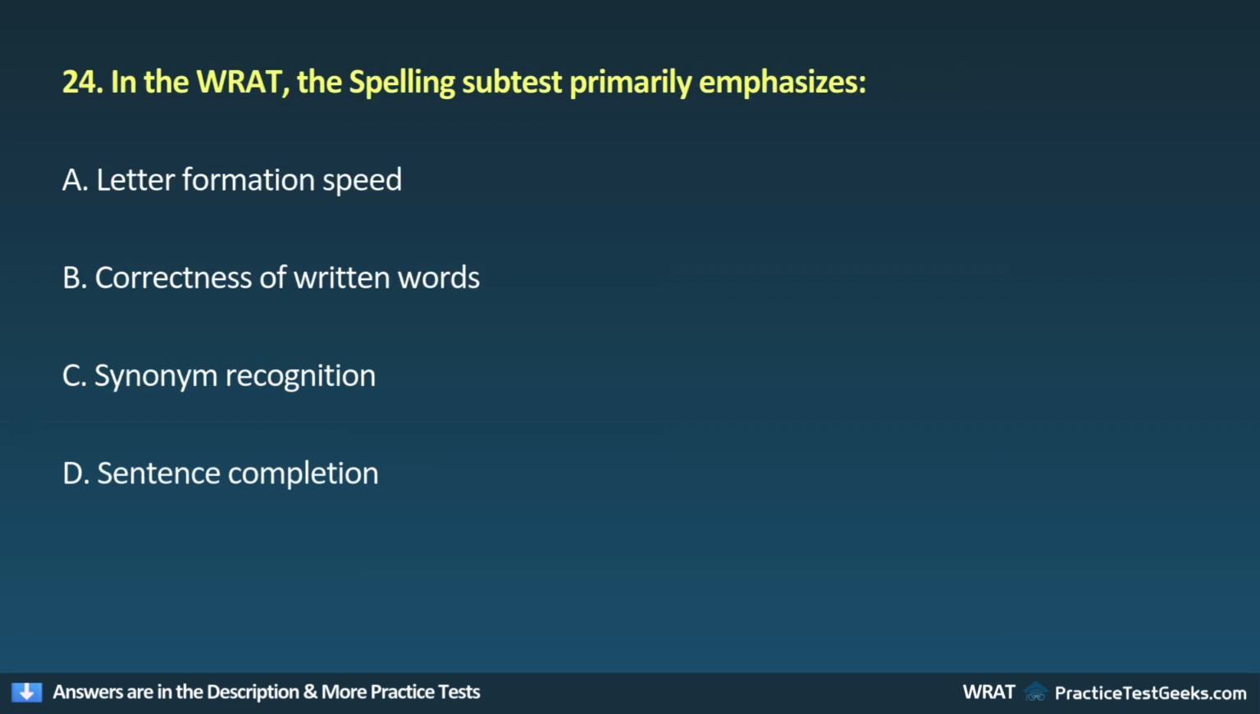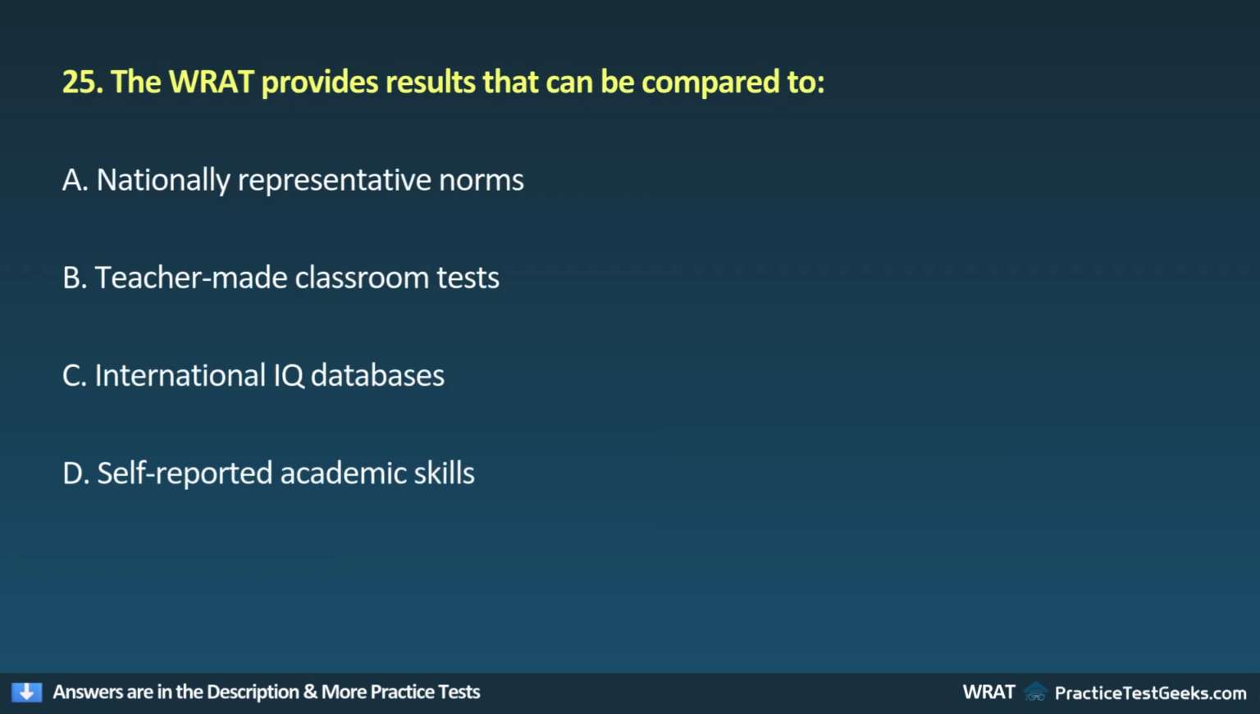24. In the WRAT, the spelling subtest primarily emphasizes: A. Letter formation speed. B. Correctness of written words. C. Synonym recognition. D. Sentence completion.